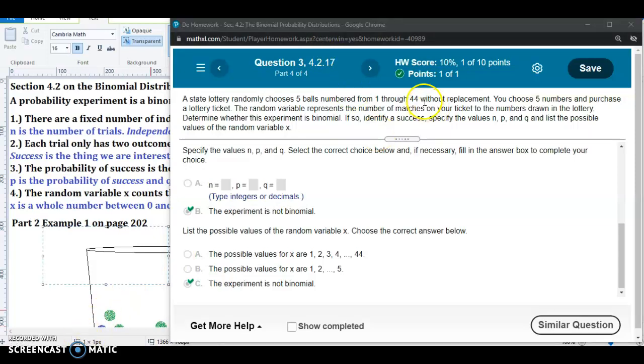If the problem had said instead, with replacement, then it would change. Then the probability of success, the probability of the number of matches, would be the same. But because it's without replacement, the probability of matching the numbers that are selected is not the same. Okay, so let's look at the next question here.